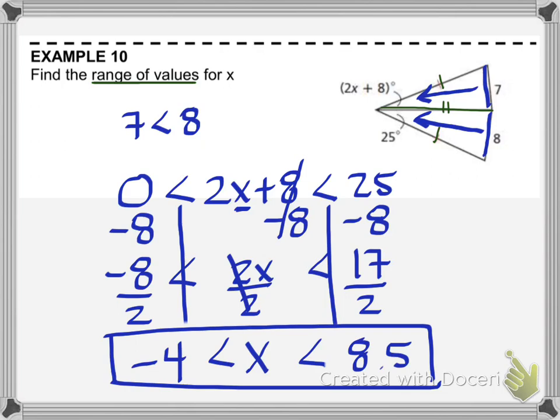So what this means is that when x has a value that's less than 8.5, but bigger than negative 4, so it's between negative 4 and 8.5, when x is between those two numbers, that will make this 25-degree angle larger than that 2x plus 8-degree angle. And it'll also make the 2x plus 8-degree angle bigger than a 0-degree angle, which isn't an angle.